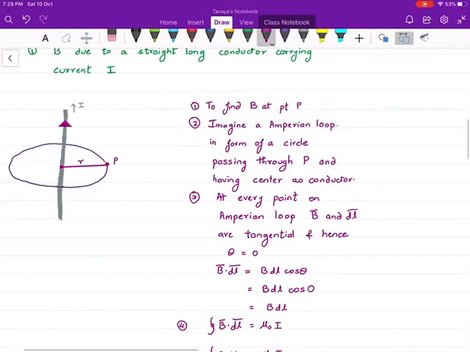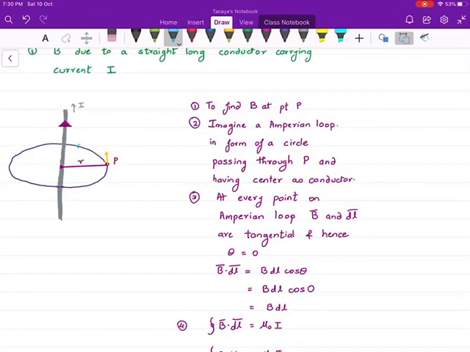Now at every point on this Amperian loop, what will be the direction of B and what will be the direction of dl? What will be the direction of B? It will be tangential to this loop, in this direction, because if you use your right hand, point the thumb in the direction of the current and see where your fingers curl along the loop, it is in the anti-clockwise direction. So at point P, the direction of the magnetic field is tangential.